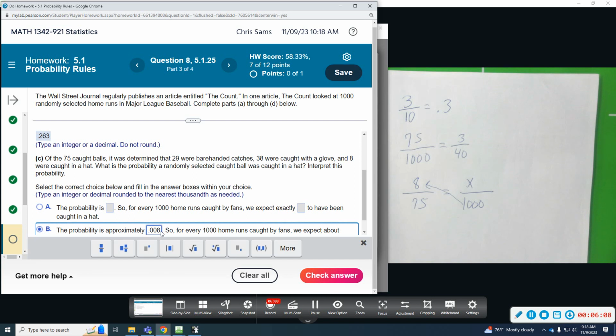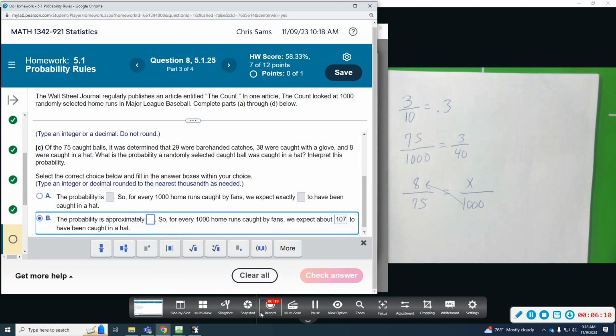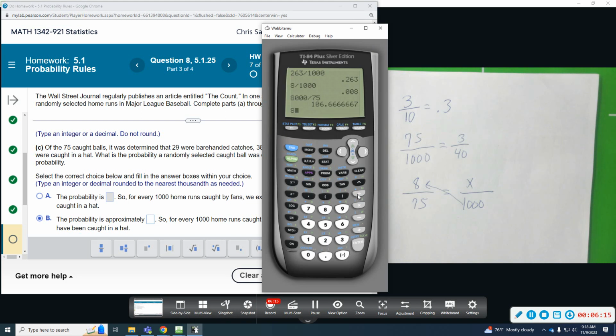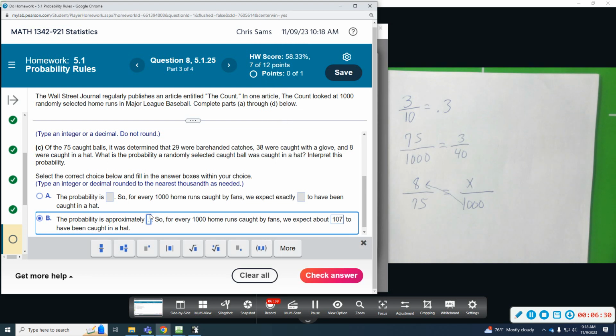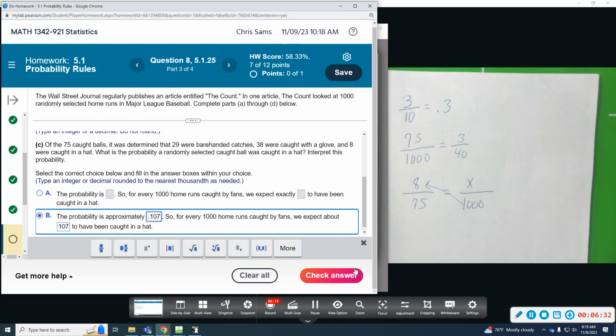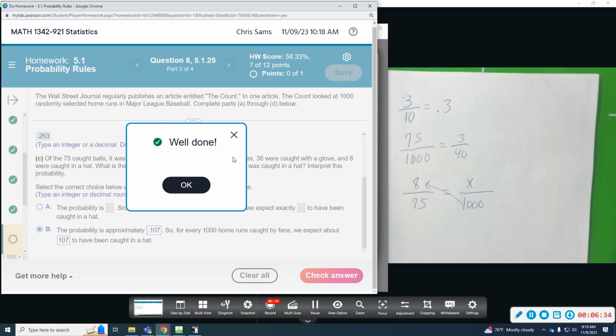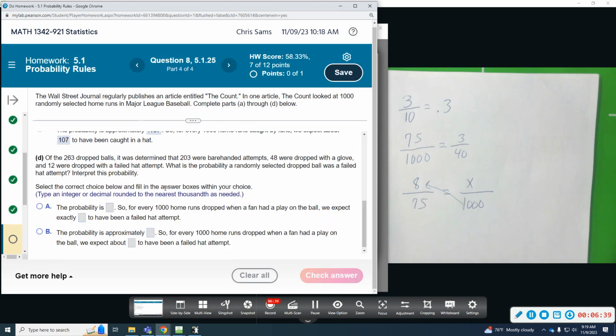So let me change the probability that is caught in a hat. It's going to be 8 divided by 75. Let's do that one. So roughly about 0.107. Yeah. Okay, so they're looking kind of like the conditional probability that the ball was caught.